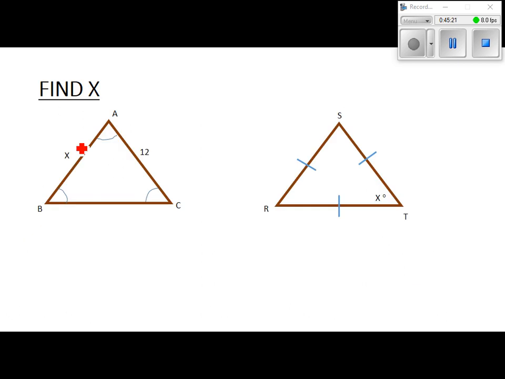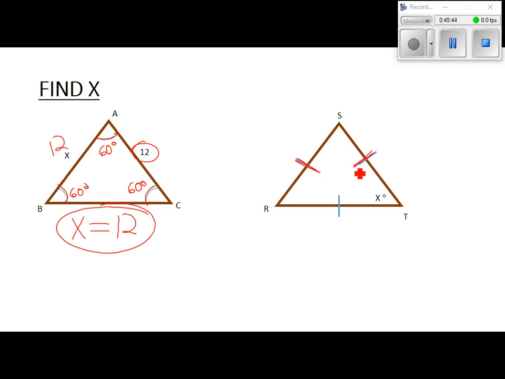Find x. If all of these angles are congruent to each other, then this triangle has to be equilateral. So that's 60 degrees, that's 60 degrees, that's 60 degrees. We really don't need to know that. What we need to know, if it's equiangular, then it also has to be equilateral. So if this side's 12, then this side over here has to be 12 and x equals 12. This triangle is equilateral. That means it has to also be equiangular, so all these angles are congruent. The only way that works is if x is 60, if all the angles are 60 degrees.